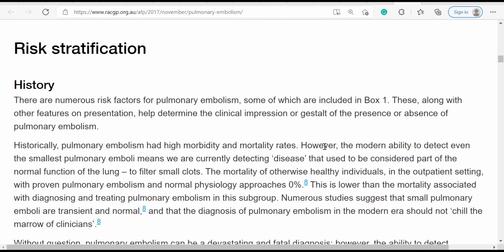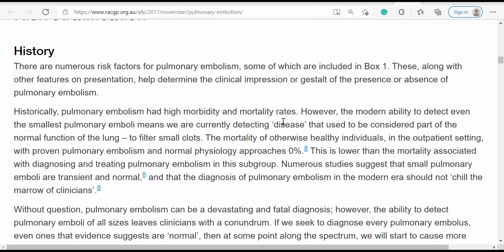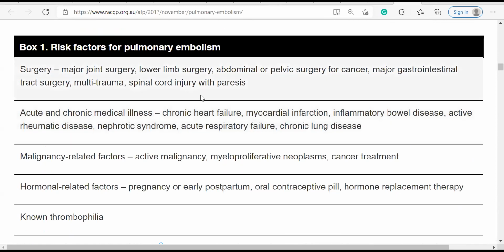Okay, now risk stratification is important. When we think about having a PE, we need to look at some of the risk factors. These are the risk factors of having a pulmonary embolism. So someone who had a recent surgery, especially joint surgery, let's say hip replacement, knee replacement, or a recent femur fracture. Okay, so lower limb surgery is very high risk of having a pulmonary embolism.